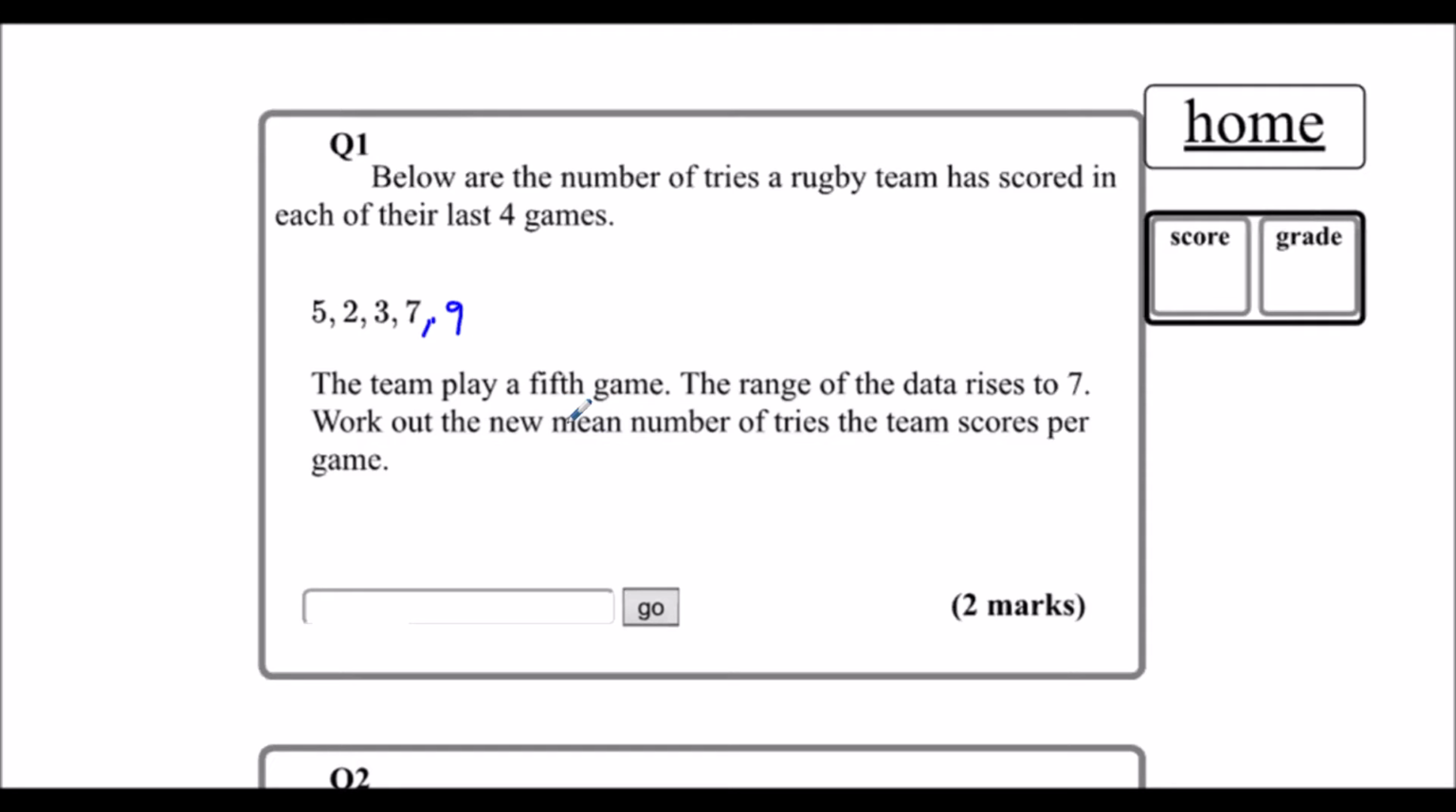And if we're working out the mean, we're going to add them all up and divide by how many. So 5 plus 2 plus 3 plus 7 plus 9, all divided by 5 because there's 5 scores. So we're just going to do this in the calculator. 5 plus 2 plus 3 plus 7 plus 9 all over 5, and that comes out as 5.2.